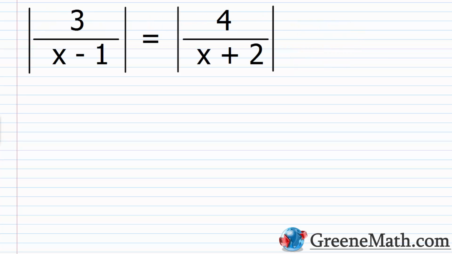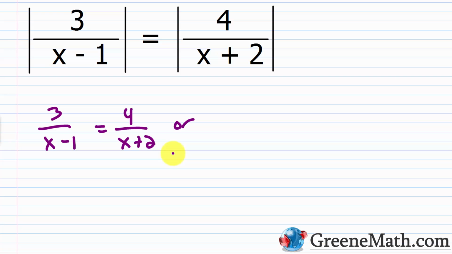All right, let's take a look at one more example of these, and this is with rational expressions. So the absolute value of 3 over x minus 1 is equal to the absolute value of 4 over x plus 2. So for this, again, the first scenario, just drop the absolute value bars. They could just be equal. So 3 over x minus 1 is equal to 4 over x plus 2.